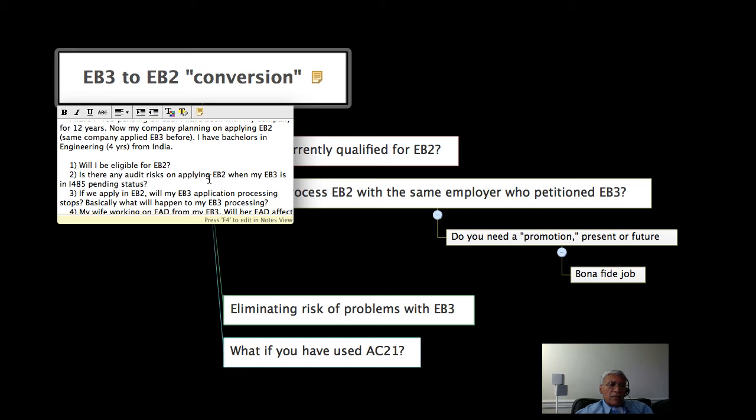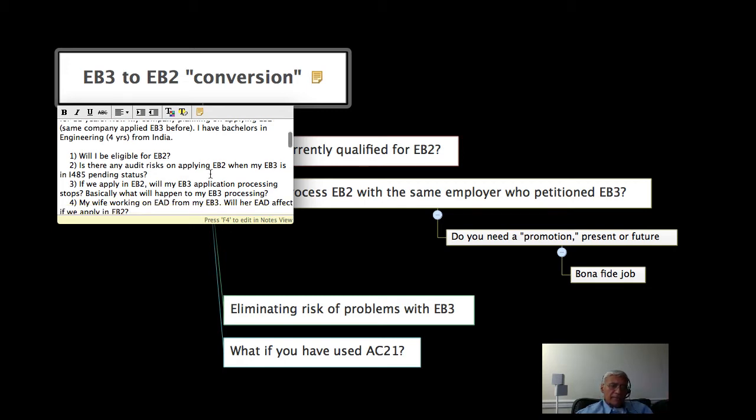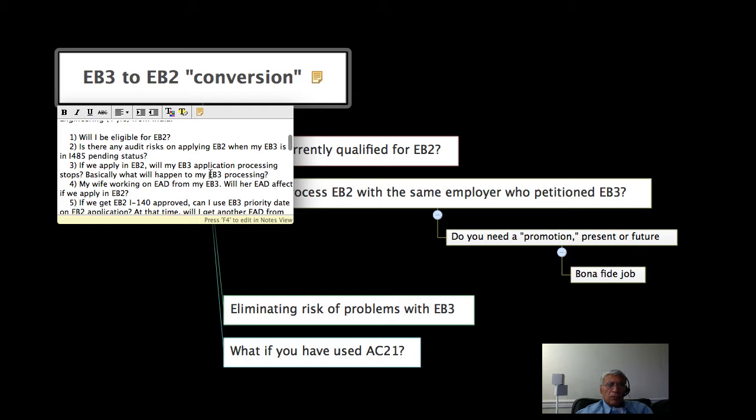If we apply in EB2, will my EB3 application processing stop? No, it does not stop. What happens to the EB3? It goes on. Don't take a promotion. Okay, I just mentioned that. My wife is working on EAD. Will her EAD be affected? No, not at all. No problem at all.